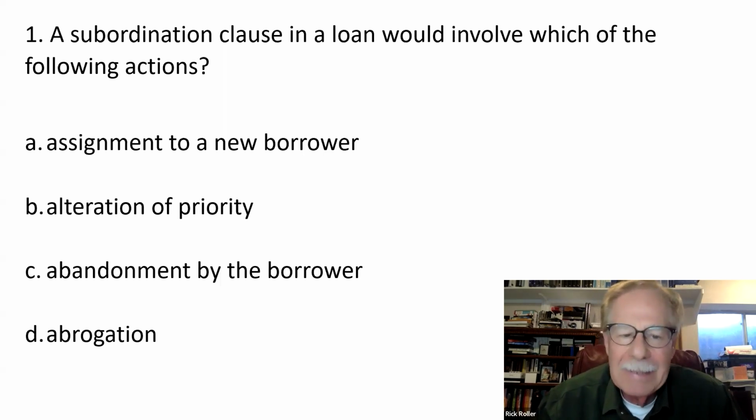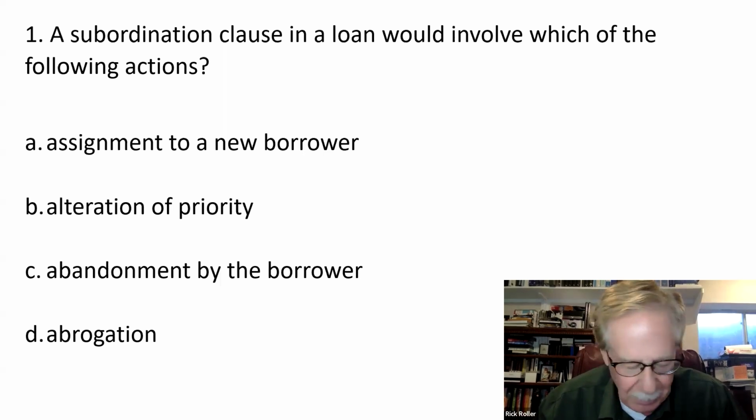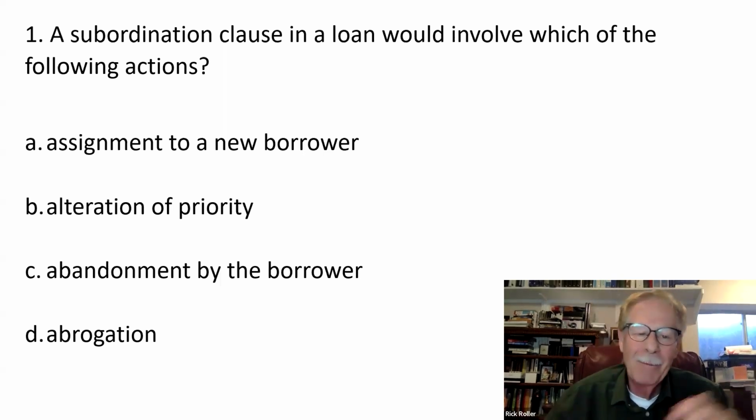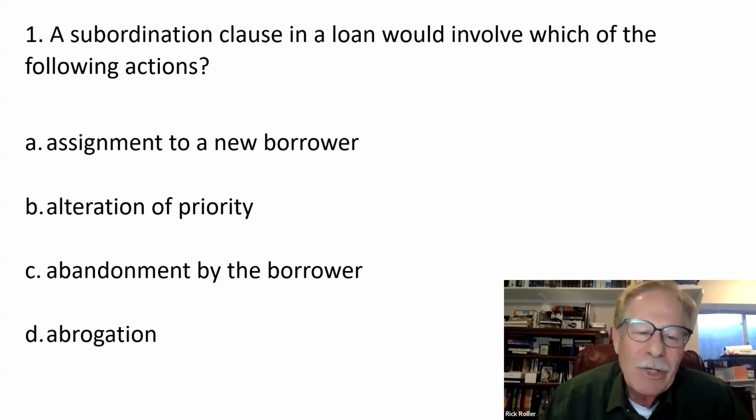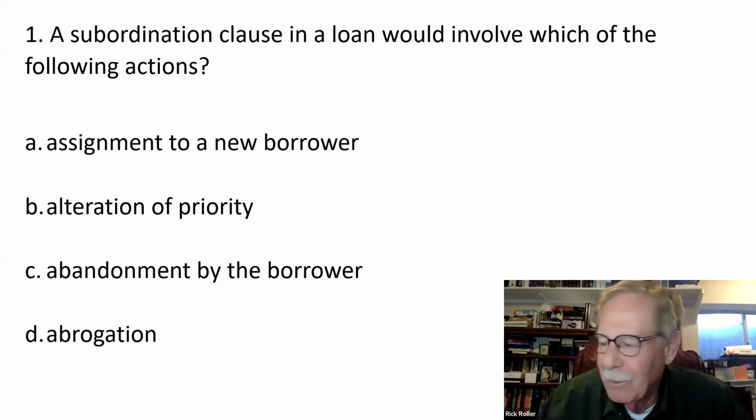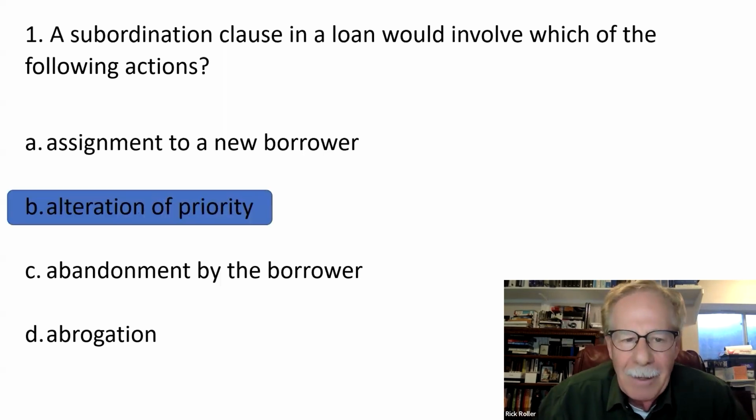An abandonment by the borrower. No, that's being a flake and walking away from your loan, and then it's going to end up in foreclosure. Or abrogation. An abrogation clause is a clause that says it's over with, it's done, it's dead. So of all these, of course, it has to be B, which is an alteration of priority.